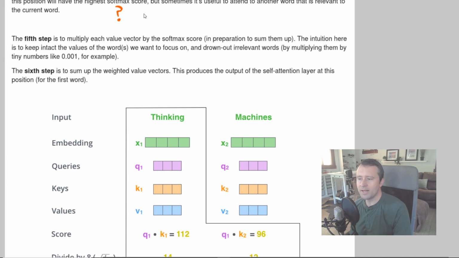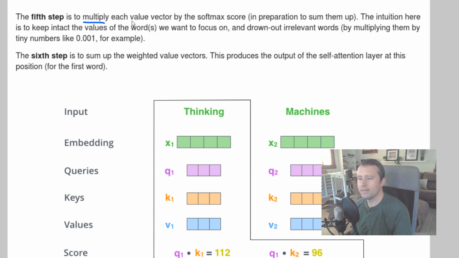Fifth step is to multiply each value vector by the softmax score. Multiply the value vector, that's this guy, the V, by the softmax score, in preparation to sum them up. The intuition here is to keep intact the values of the words we want to focus on and drown out irrelevant words by multiplying them by tiny numbers like 0.001, for example. Right, so we're weighting the different words in the sentence. The sixth step is to sum up the weighted value vectors. This produces the output of the self-attention layer at this position.